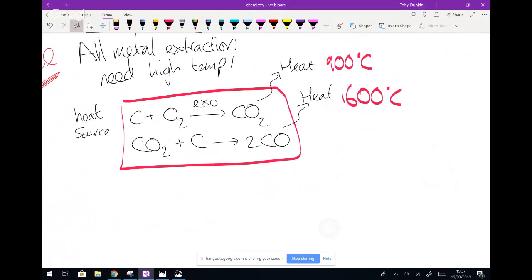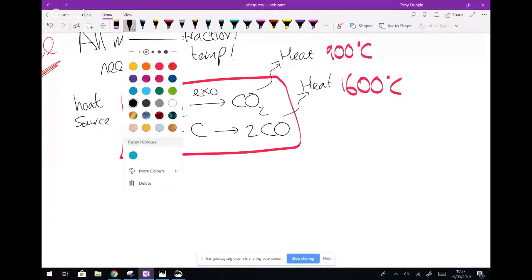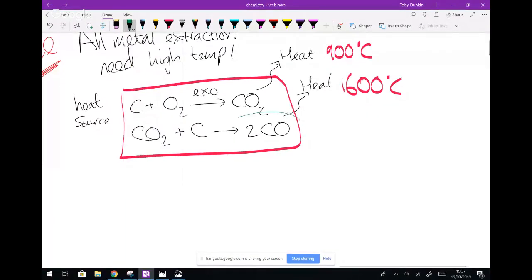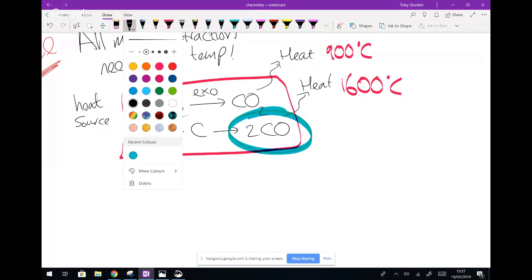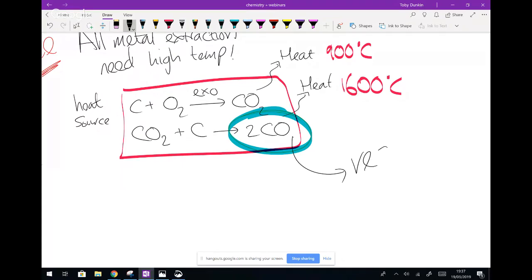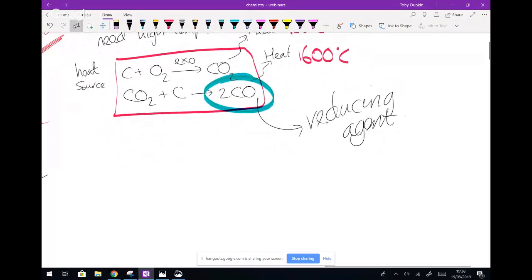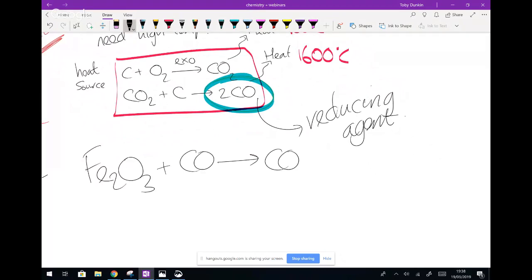Now there's an extra kicker, which is rather lovely, which is this guy. Carbon monoxide is rather nice here because this is also our reducing agent. This is what is going to steal oxygen for us. We now have iron oxide. Hematite is going to react with carbon monoxide to form carbon dioxide and iron.